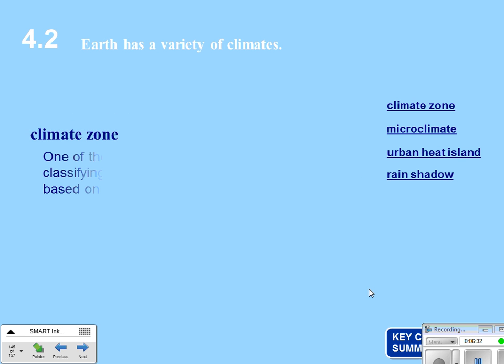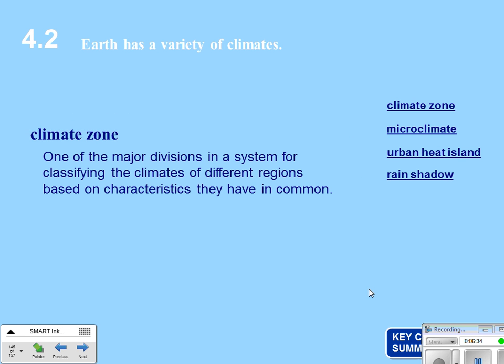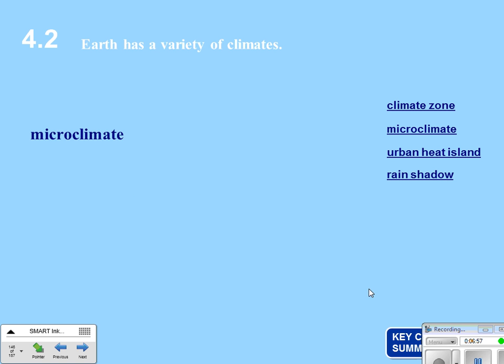And then a climate zone is one of the major divisions in a system for classifying the climates of different regions based on characteristics they have in common. So essentially, if it's an area maybe that's always hot and dry, that would be a climate zone. Again, thinking about that map we just looked at. Or an area that's always wet and cold, maybe that could be another climate zone as well. A microclimate is the climate of a smaller area within a subclimate.